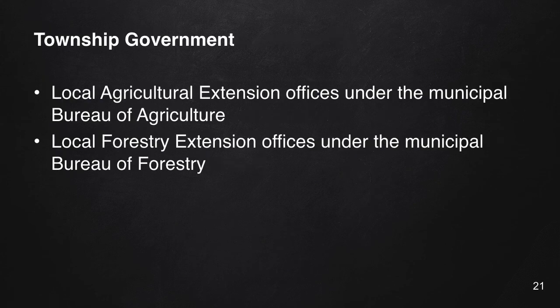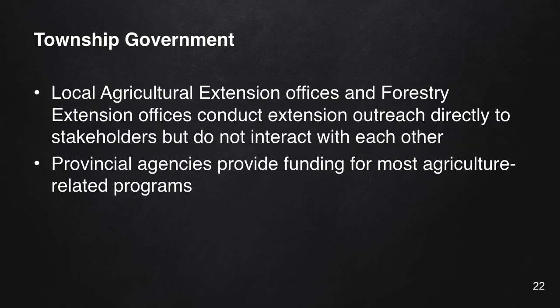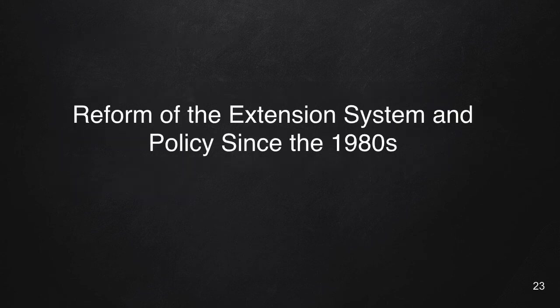For the township government, China has the local agricultural extension offices under the Municipal Bureau of Agriculture, local forestry extension offices under the Municipal Bureau of Forestry. Local agricultural extension offices and forestry extension offices conduct extension outreach directly to stakeholders but do not interact with each other. Provincial agencies provide funding for most agriculture-related programs.